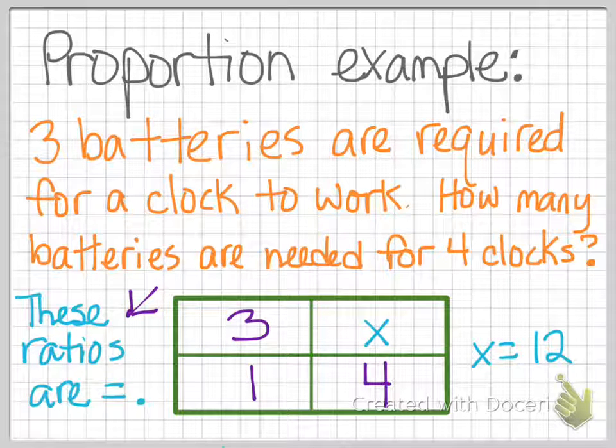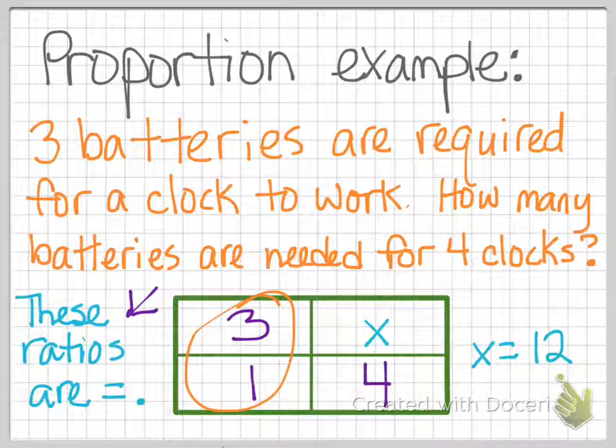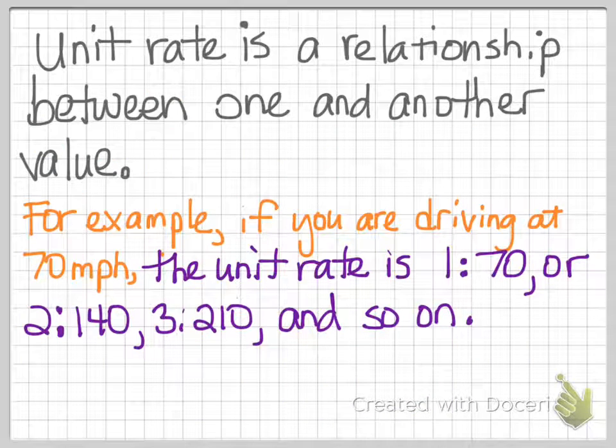A proportion example shows this. 3 batteries are required for a clock to work. How many batteries are needed for 4 clocks? I set up my ratio over here, 3 batteries for 1 clock. I need to know how many are in 4 clocks. If you remember from percents, you cross multiply and then divide. 3 times 4 is 12. 12 divided by 1 is still 12. That makes these ratios equivalent to each other.